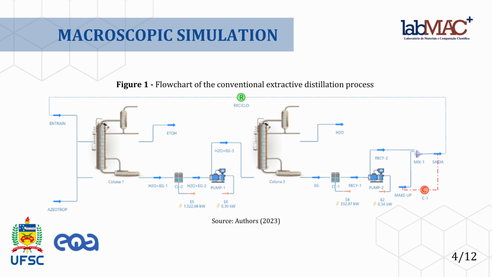The flowchart of a standard extractive distillation process features two distillation columns. The solvent, in this case ethylene glycol, and the azeotrope are fed into column 1, referred to as the extractive column. This column has anhydrous ethanol as the overhead product and a mixture of water and solvent as the bottom product. This mixture is fed into column 2, where conventional distillation allows solvent recovery as the bottom product, while water is recovered as the overhead product. The solvent obtained is mixed with makeup stream and recycled to the first column.